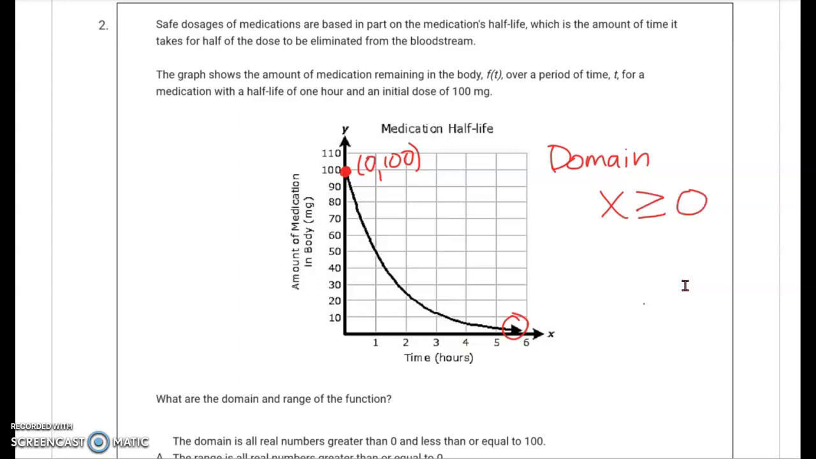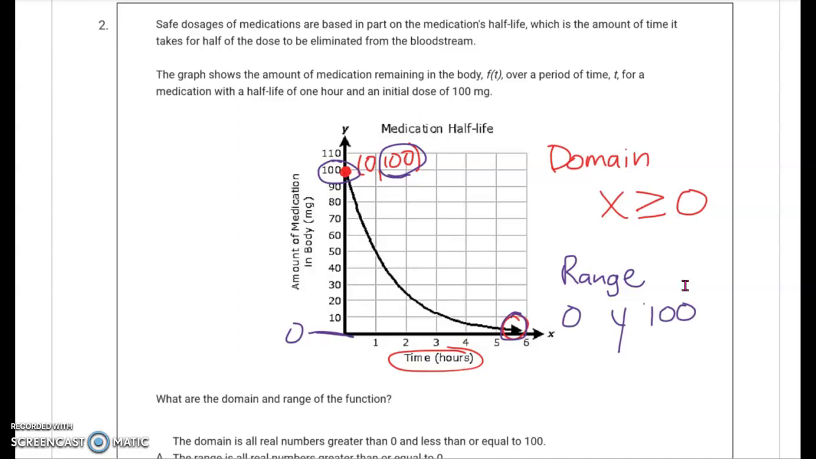So it makes sense that our domain, which is time, is going to be that our time is greater than or equal to 0. Now let's look at the range, which is the amount of medication in the body. So we're going to use y for range. Our highest y value we could see is 100. That's as high as it goes. And it doesn't go any lower than 0. But keep in mind, because this arrow keeps approaching the x-axis, it's never actually going to reach 0. So it is from 0 to 100.